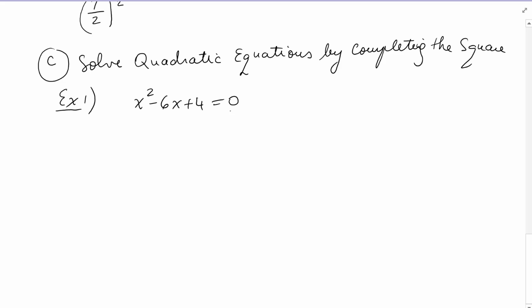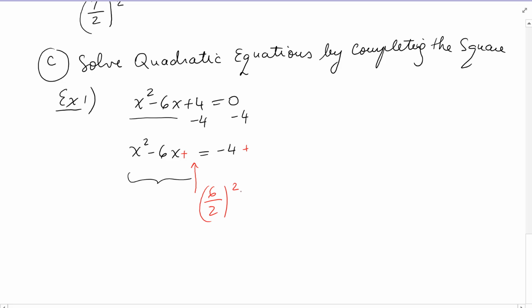First step is keep just the terms in x. So I'm going to subtract 4 from both sides, and I'm going to get x squared minus 6x equals negative 4, and I leave a little bit of room. Okay, now I want a perfect square on the left-hand side. So I need to add something to both sides, right? So I need to add here half of the middle term squared. So I need to add a 9. So I'm going to add 9 to both sides, right? I have to balance my equation.